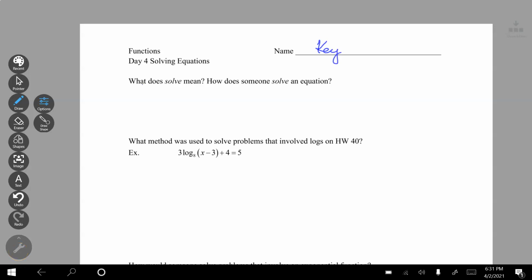So what does it mean to solve? So welcome to day 4. We're going to solve equations. We're going to use logarithms to solve situations, and we'll talk about why and how we use them.